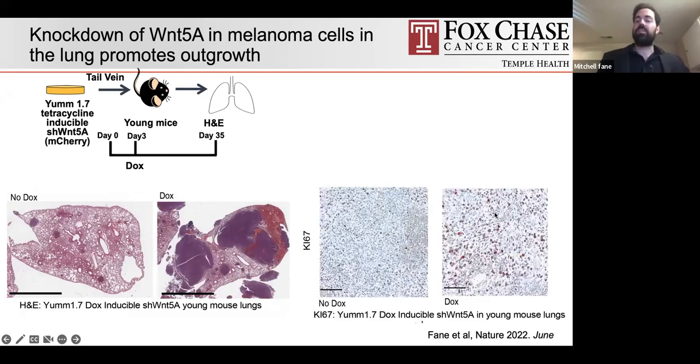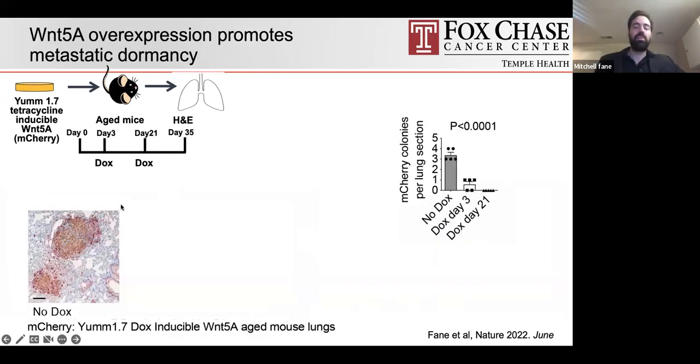However, if we stain for Ki67, we also find that in these larger Wnt5a negative cells, they're actually able to induce much more Ki67 expression relative to the no-dox control. So the final experiment we did is the actual opposite of this. This time we moved to aged mice. And we see after 35 days that the aged mice have much larger metastases relative to the younger mice.